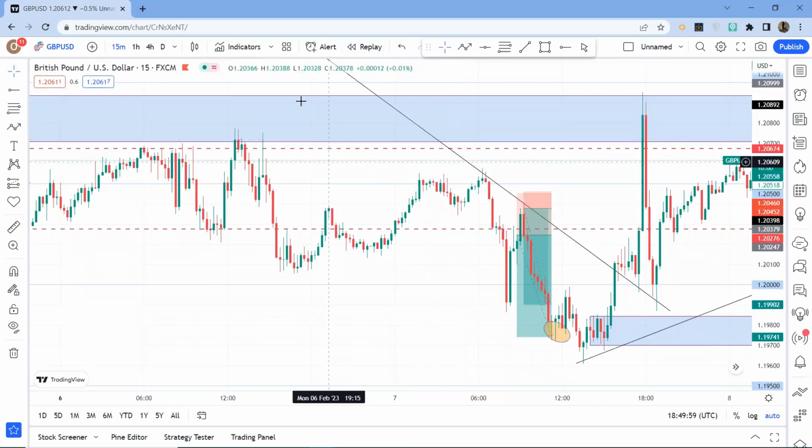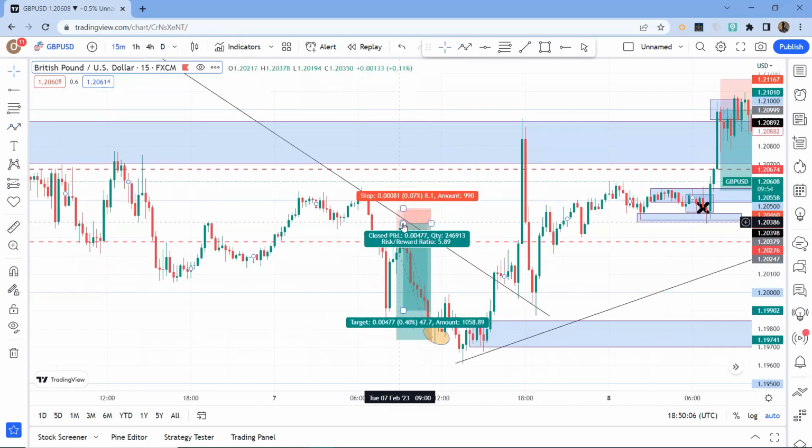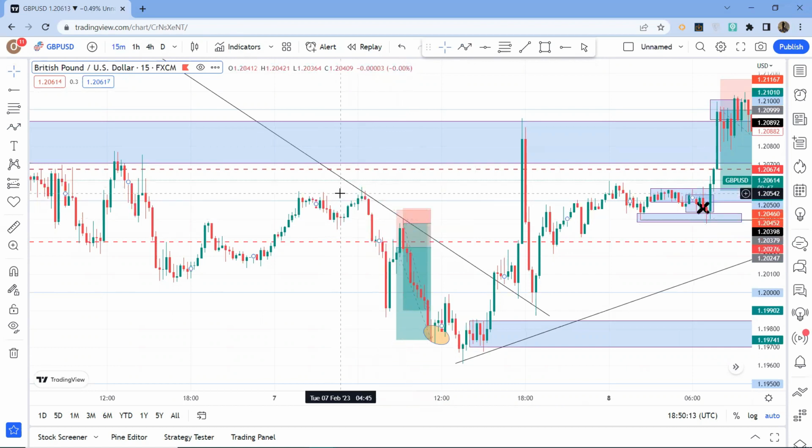So this trend line wasn't here, it was adjusted, but on Tuesday, we took a trade. This was the trade. And the reason for that trade was the third touch of this trend line. That trend line was drawn from the 1-hour time frame.